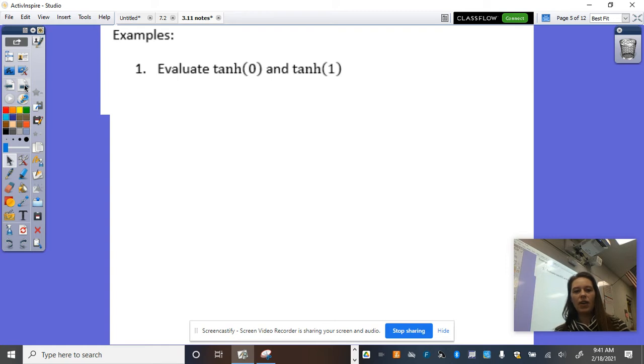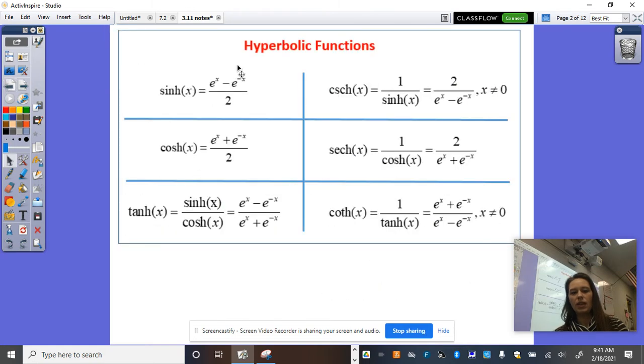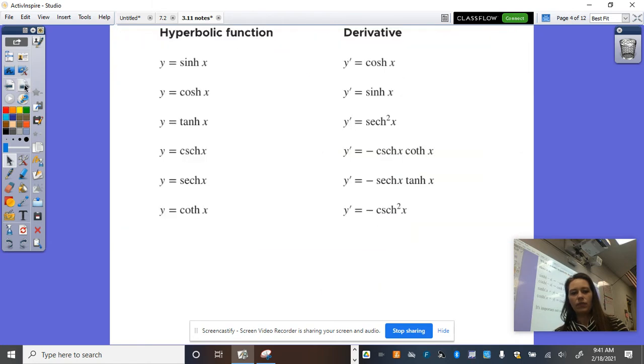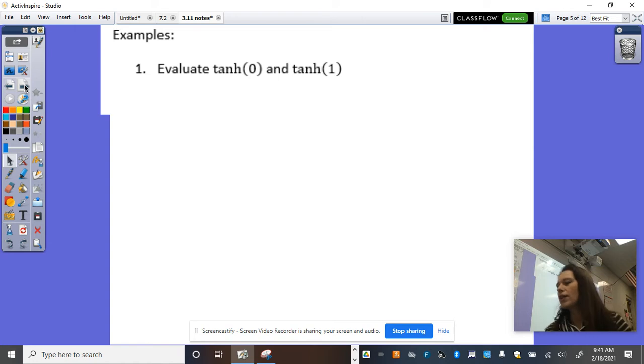And let's evaluate some of these. What we're going to do when it says evaluate, this is not derivative. This would be using the functions. So you're going to plug in a 0 for x into the sine h function. All right, this is tangent. So go ahead and look at what your tangent one is. And I'm going to write this on the board. Hopefully this works, and you can see it pretty well on my shared screen.